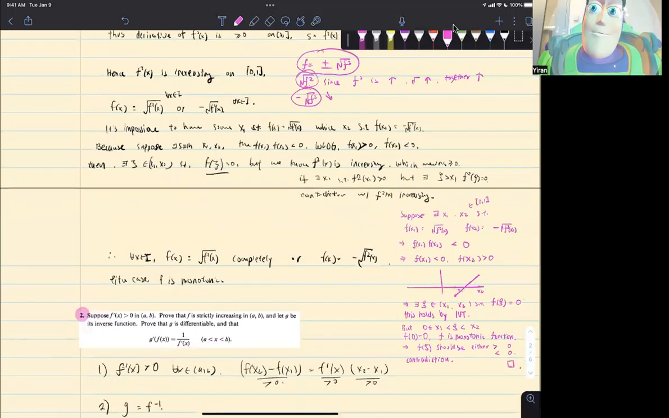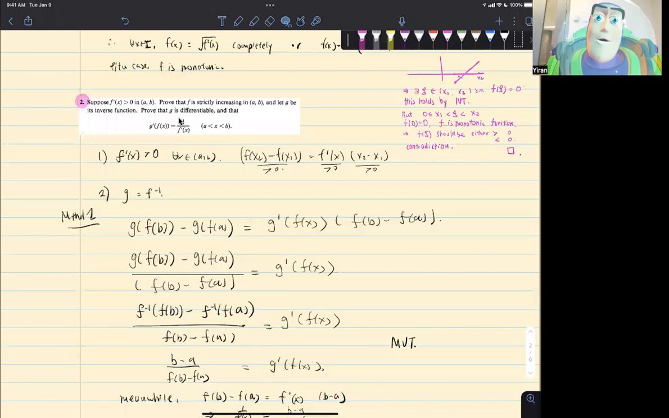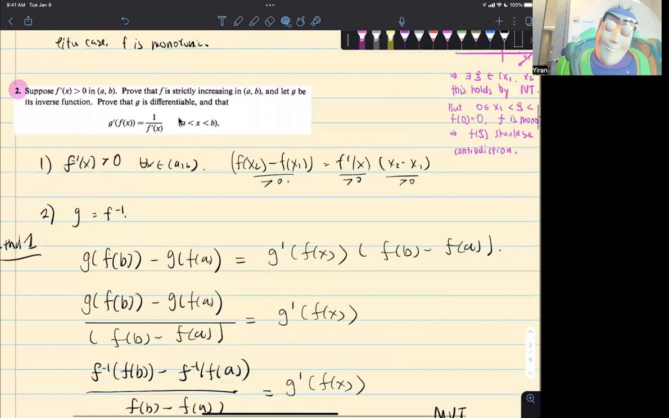And let me pause the video and put this into my entry card. Okay, so let's look at another problem. This is problem 2 from chapter 5 of the Rudin textbook. It has 2 parts. The first part is: if we're given that the first derivative of f is strictly larger than 0, then we want to show that f is strictly increasing.